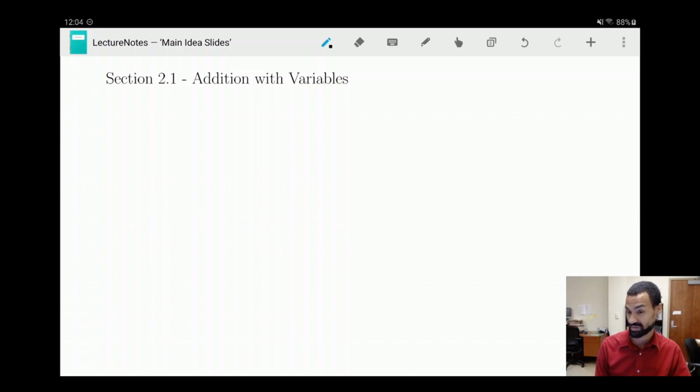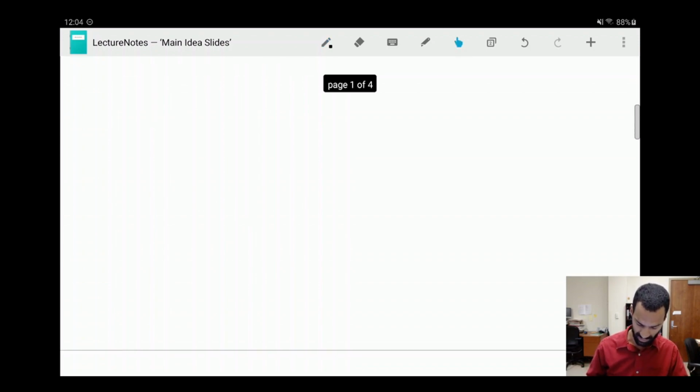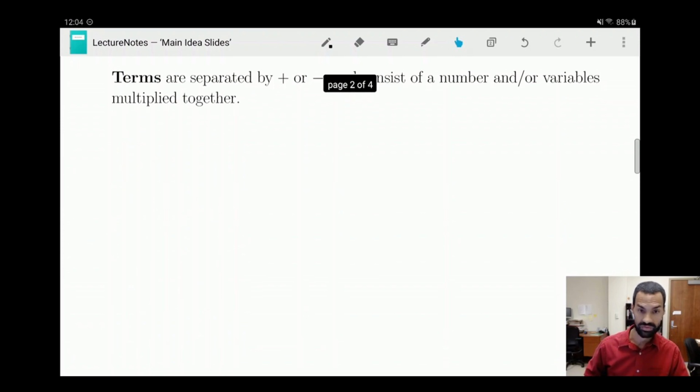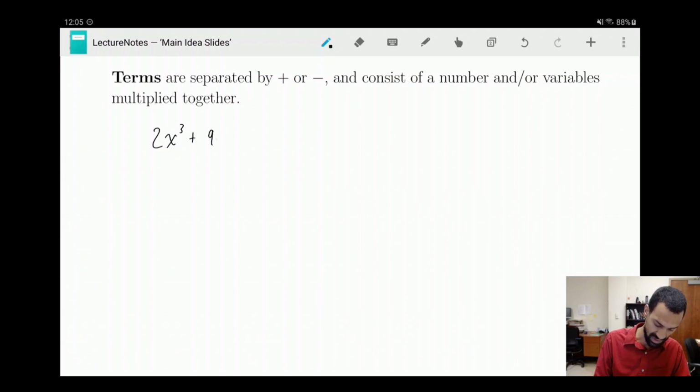But first, let's define some terms that we're going to use a lot, okay? And so let's go ahead and do that now. First of all, whenever the word term is being used, terms are separated by a plus or a minus. That's the first thing to keep in mind. They consist of a number and a variable, or a variable. It may be just a variable without a number attached to it. And these are multiplied together. So, for example, 2x to the third power plus 9x.